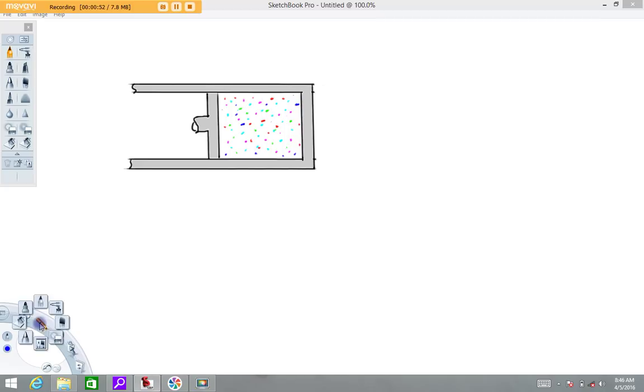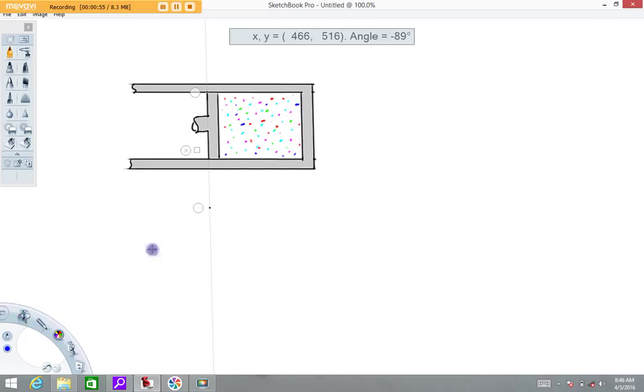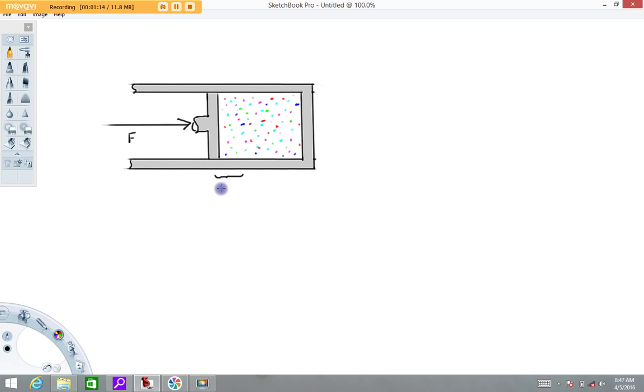Now, if we want it to move, we're going to have to basically push on it, or in physics we would say, we're going to have to apply a force. So imagine that we do that. So we apply a force in this direction to the right. And then imagine that the piston moves a small distance here. We're going to call that distance delta x.